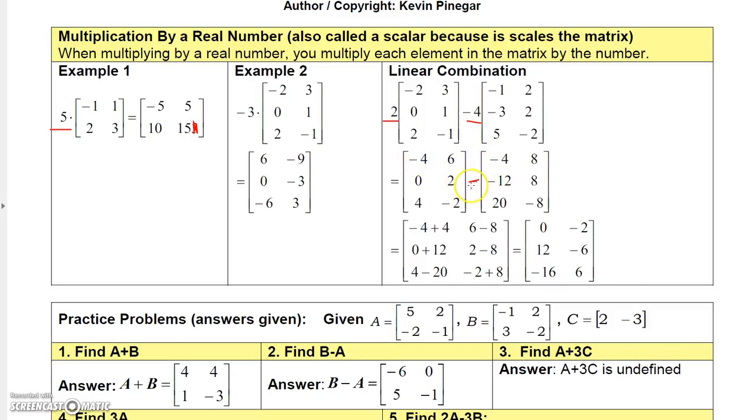So minus 4 minus negative 4, that's minus 4 plus 4, which is 0. And then 6 minus 8 is negative 2. And then 0 minus negative 12 is 0 plus 12, which is 12. And then 2 minus 8 is negative 6. And then 4 minus 20 is negative 16. And then minus 2 minus negative 8 is minus 2 plus 8, which is 6. And that's how you do that.